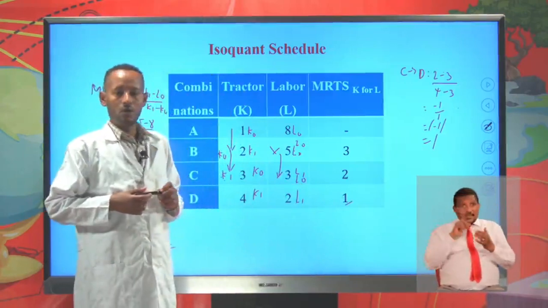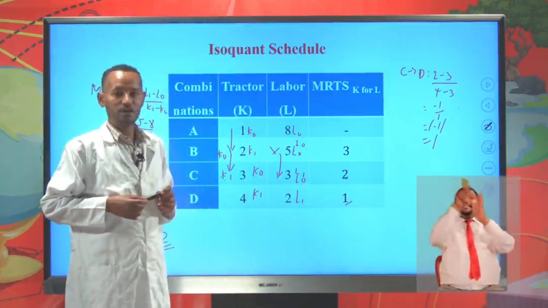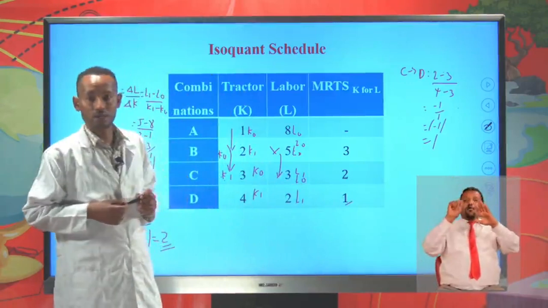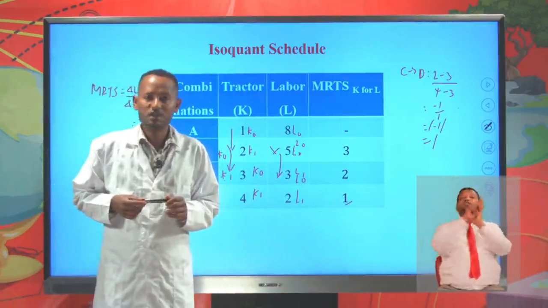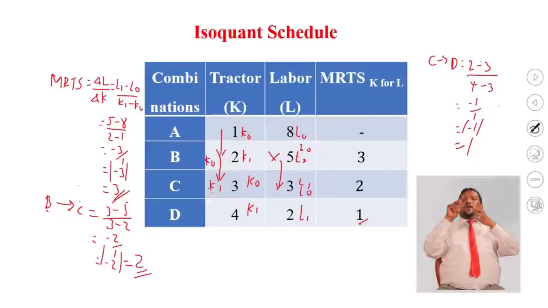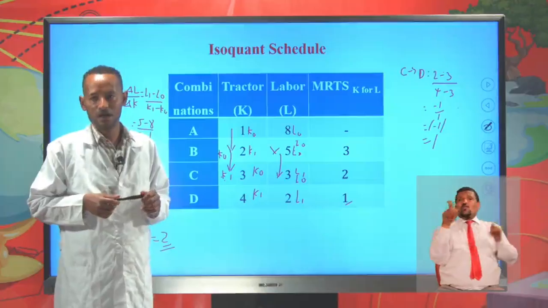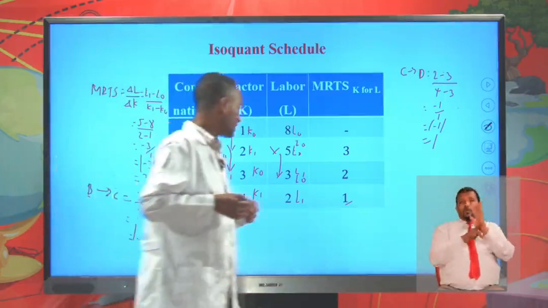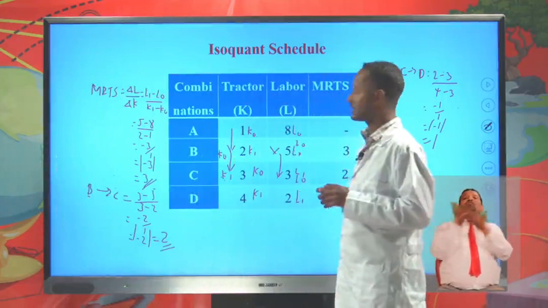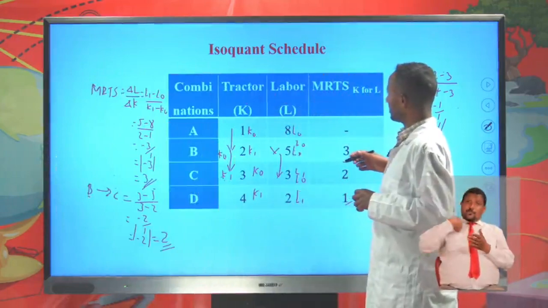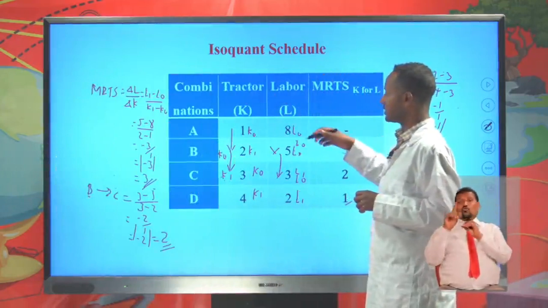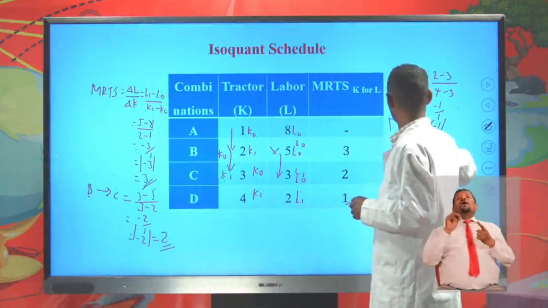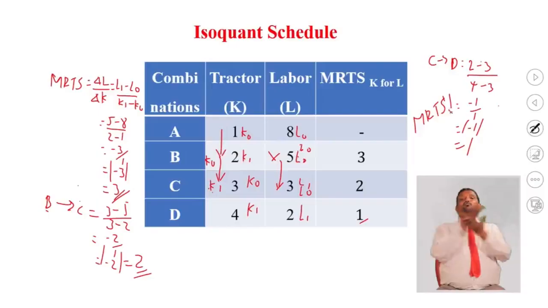There is a law called the principle of diminishing marginal rate of technical substitution. The principle of diminishing marginal rate of technical substitution tells us the rate by which one variable input is substituted for another on the same isoquant tends to diminish or decline. In short, the principle of diminishing marginal rate of technical substitution tells us as we move from one combination to another, the marginal rate of technical substitution will always decline.